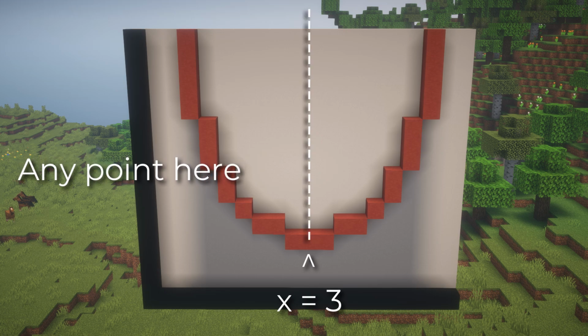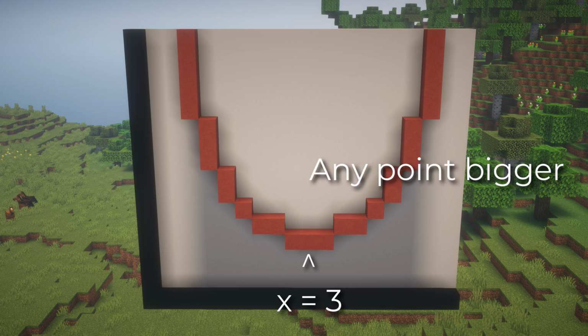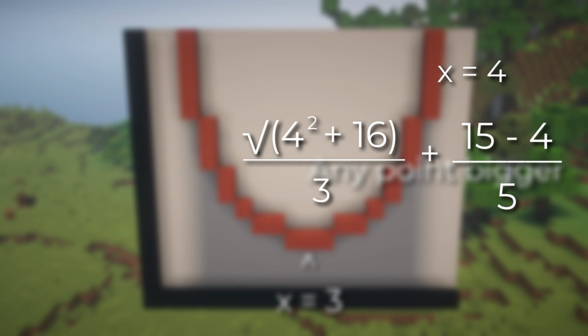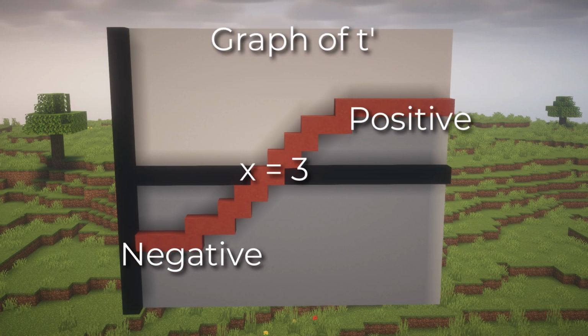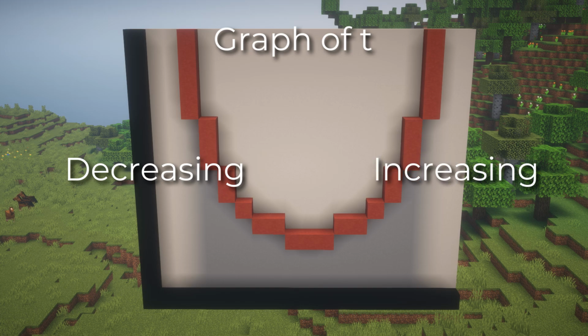So choose any point smaller than x equals 3, I'll choose x equals 0, and I'm going to plug it into the t prime equation we had, and it comes out to be negative 0.2. Now for any point bigger than x equals 3, I'll choose x equals 4, and I'll plug it into the t derivative equation, and that gives me t prime equals 0.0357. So since t prime is negative before x equals 3 and positive after x equals 3, we can conclude that is a minimum, since t is decreasing before x equals 3 and increasing after.